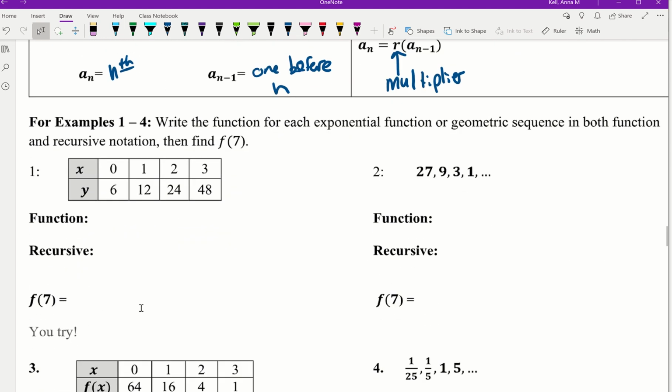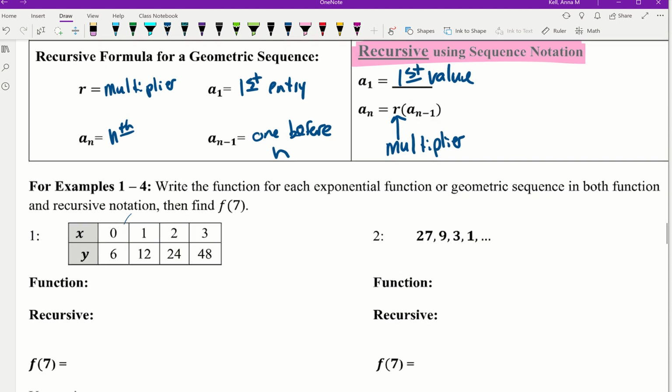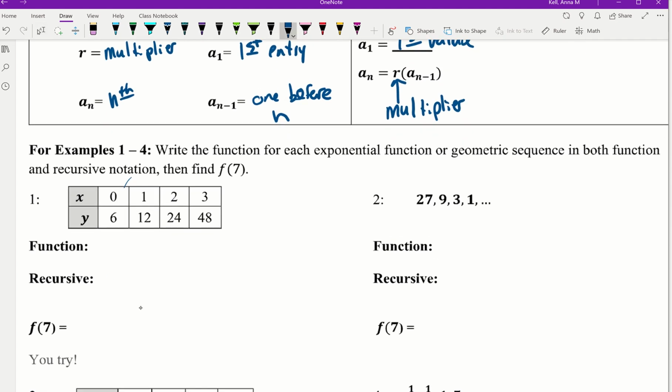So let's figure out what our multiplier is. First of all, I can see here this is my 0th value. That is not my A1. This would be my A0. The function, when I'm writing it down, is looking for my A1. So this one is my A1. I can write that down. My A1 is 12.